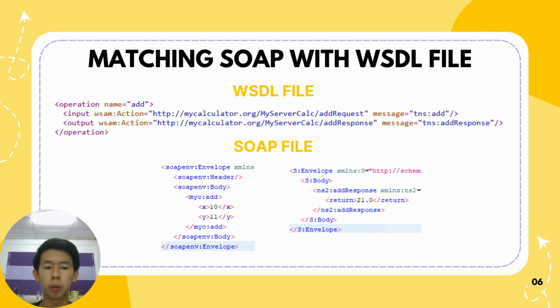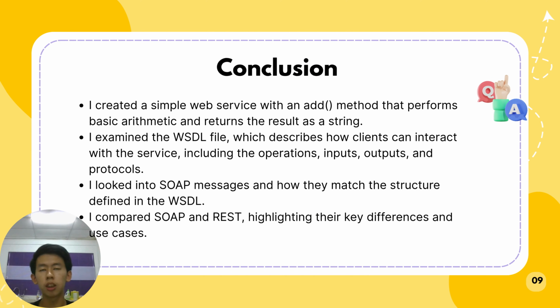Next is the output in the WSDL file. It relates to tns:addResponse, and also relates to the SOAP file's response. In the addResponse in the SOAP file, we return the value as a string, which is 10 plus 11. From the values of x and y, it returns 21.0.